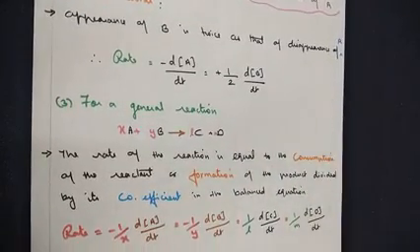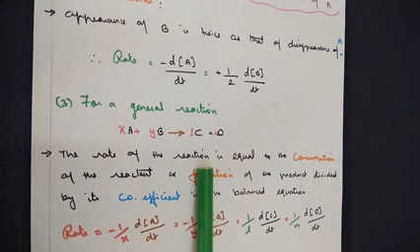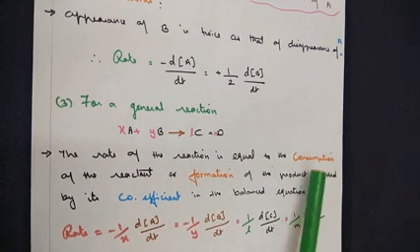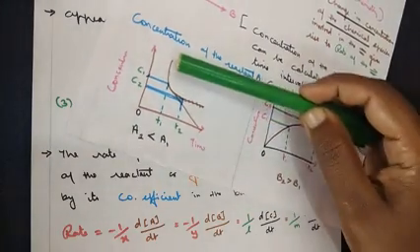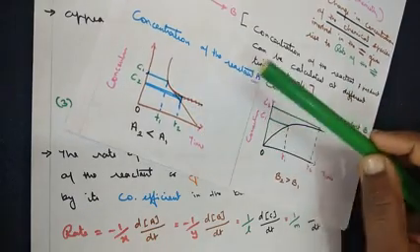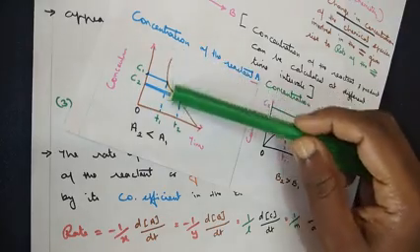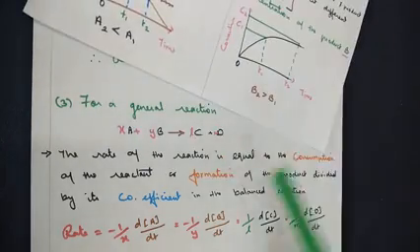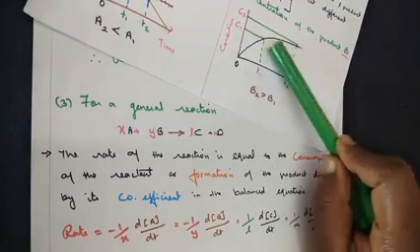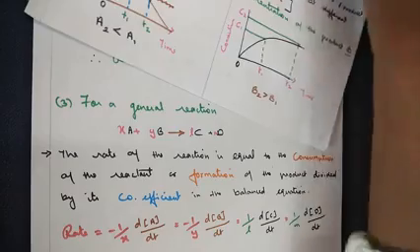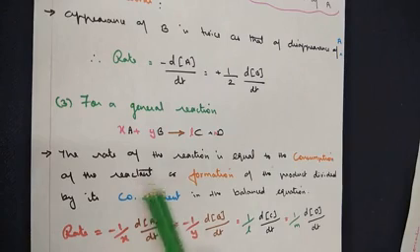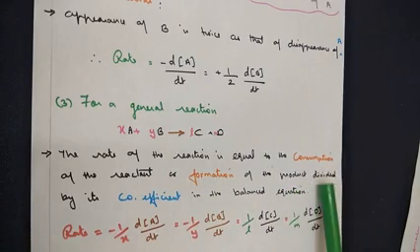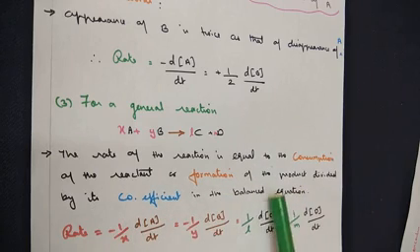The explanation given here is that the rate of the reaction is equal to the consumption of the reactant or the formation of the product. Here again, if you look at this graph, you will understand: consumption of the reactant means the concentration of the reactant is decreasing. Formation of the product means the concentration of the product is increasing. So the rate of the reaction is equal to the consumption of the reactant or formation of the product divided by its coefficient in the balanced equation.